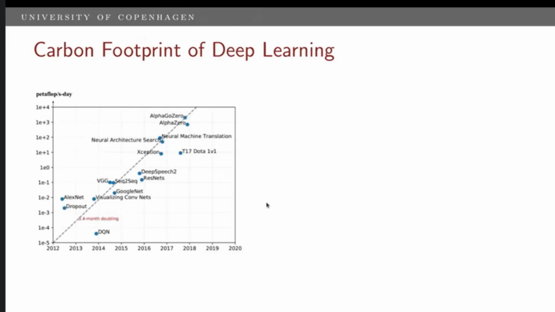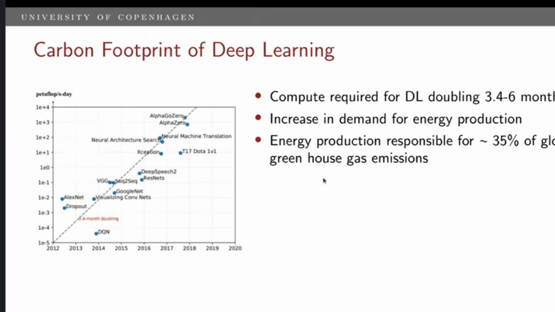So what about the carbon footprint itself? Because of this increasing compute requirement, the corresponding energy consumption is also quite high. And why is that? Because there's a direct correlation. If you want to run large compute, then you also need large data centers or many more GPU server farms. And this proportionally increases the energy production.